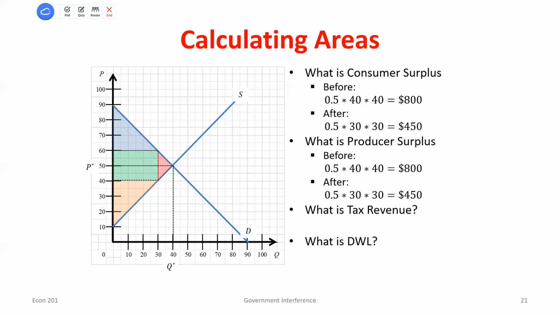Now, I want the total tax revenue, right? How much money was made from that $20 tax? Well, I'll take that $20 tax and multiply it by how many units were sold after the tax.